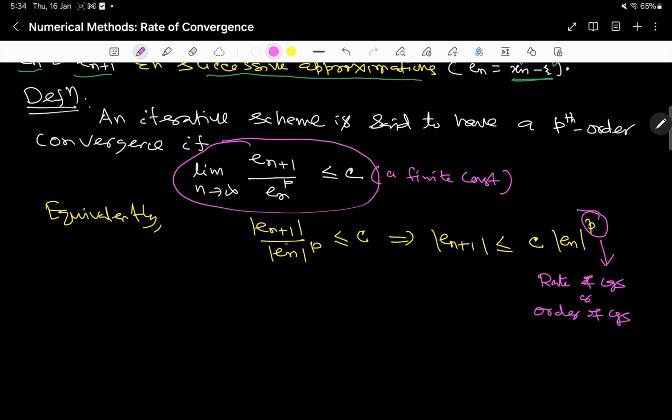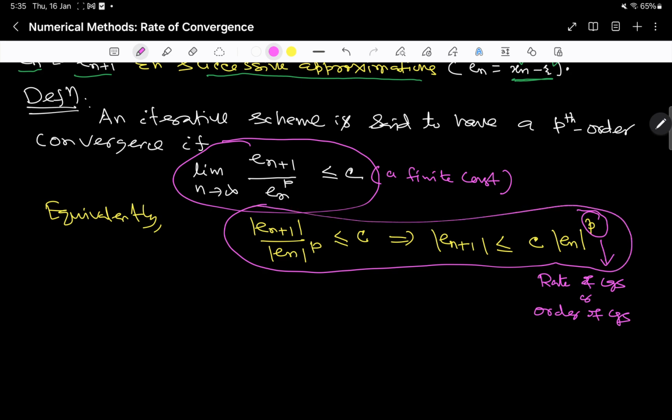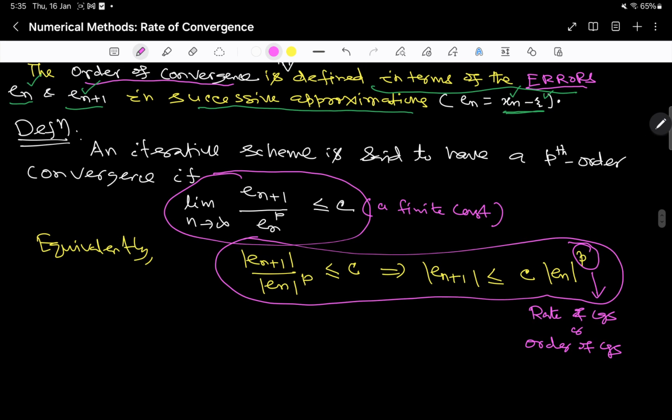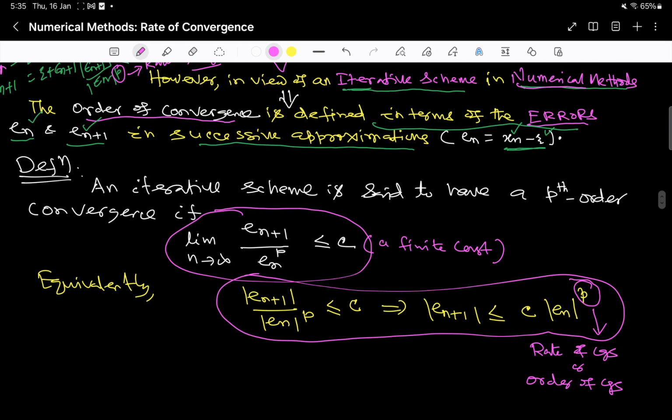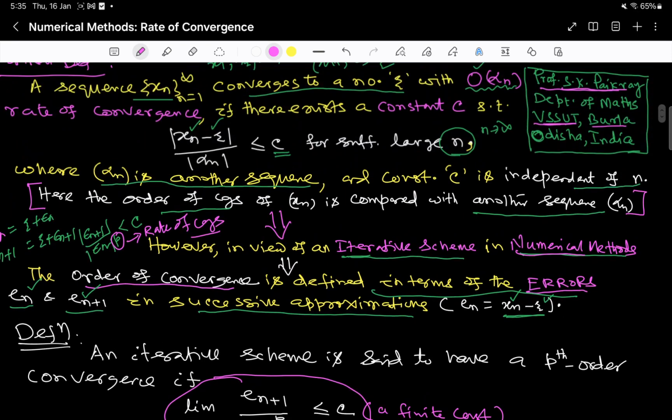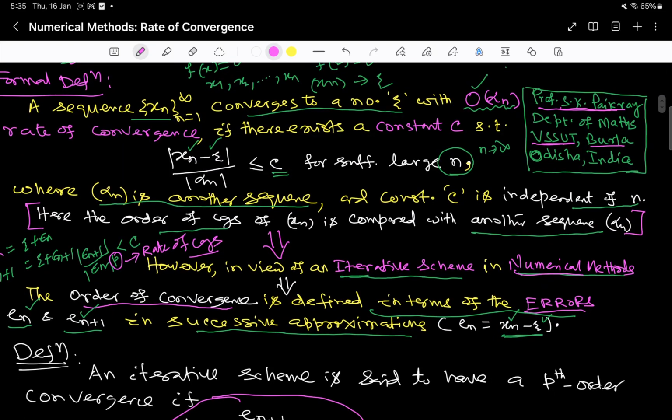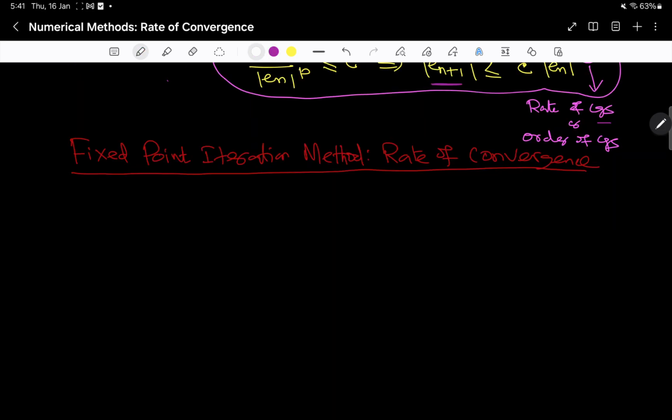So from the numerical analysis point of view, we compare these two consecutive approximations and we analyze the error here. This is the rate of convergence, but in general the rate of convergence means we compare in comparison to another sequence, with the order of alpha n. Now let us discuss the rate of convergence for the fixed point iteration method.